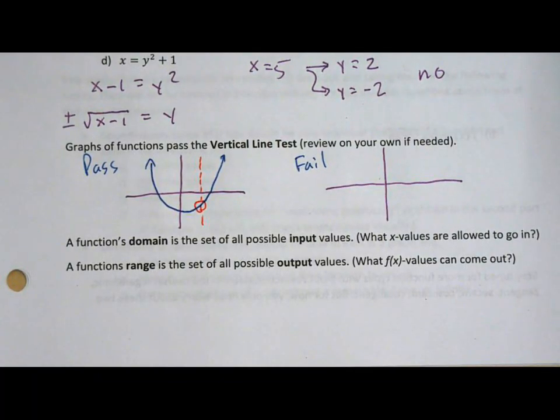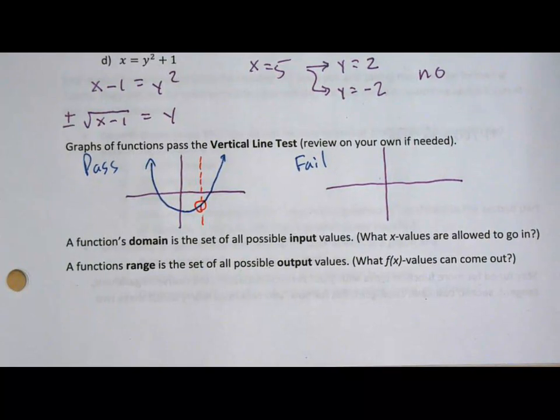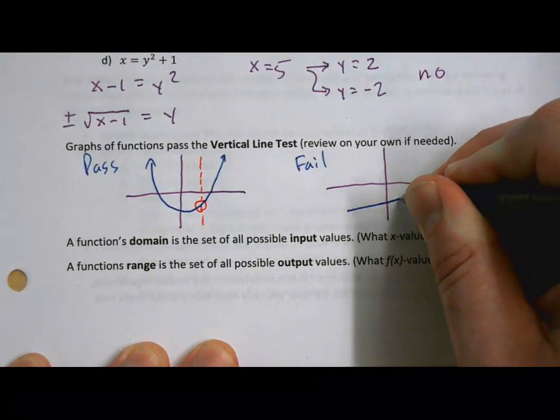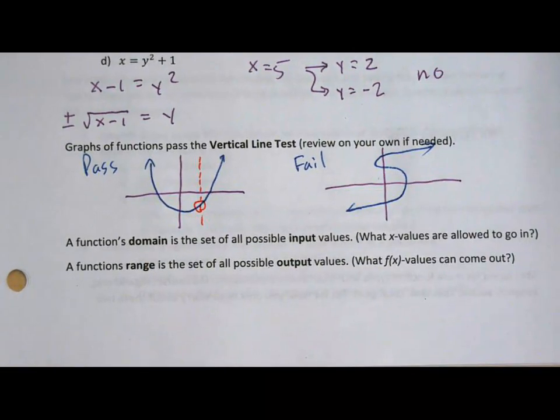Okay, if you haven't already, please draw me a fail graph. This would be a graph where a vertical line somewhere on the graph would cross the graph in more than one place. Yours might look different from mine. Probably will.